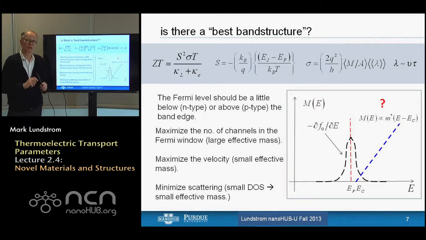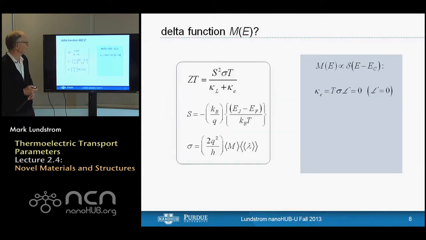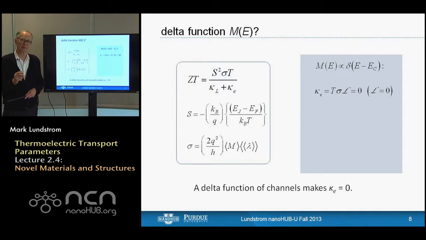So the question is, if we could choose anything, is it clear what we would choose? Well, let's look at something very simple. Let's say that we could put all of the channels at the bottom of the conduction band at one energy. What would that do for us? Okay, so if we look at these expressions, it's interesting. You can just plug a delta function into the expressions we developed earlier, and what you will find is something very interesting. The electronic thermal conductivity goes to 0. Okay, so a delta function makes the electronic thermal conductivity 0. Well, that's very nice.